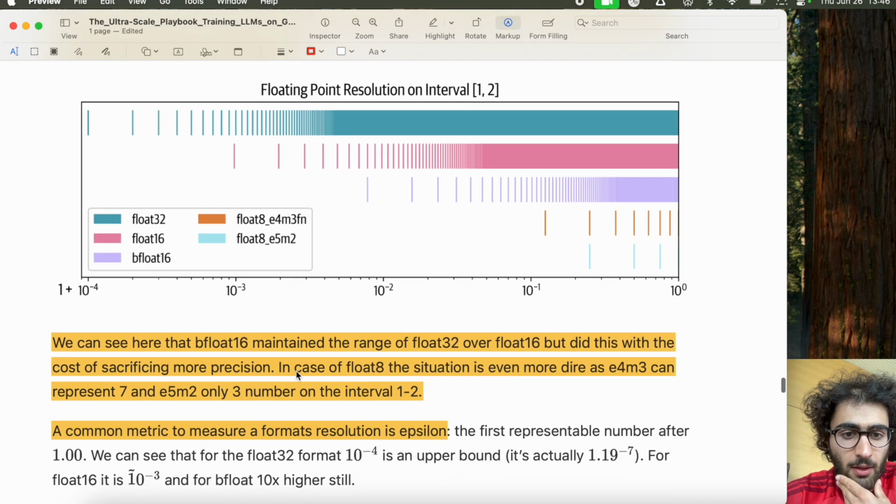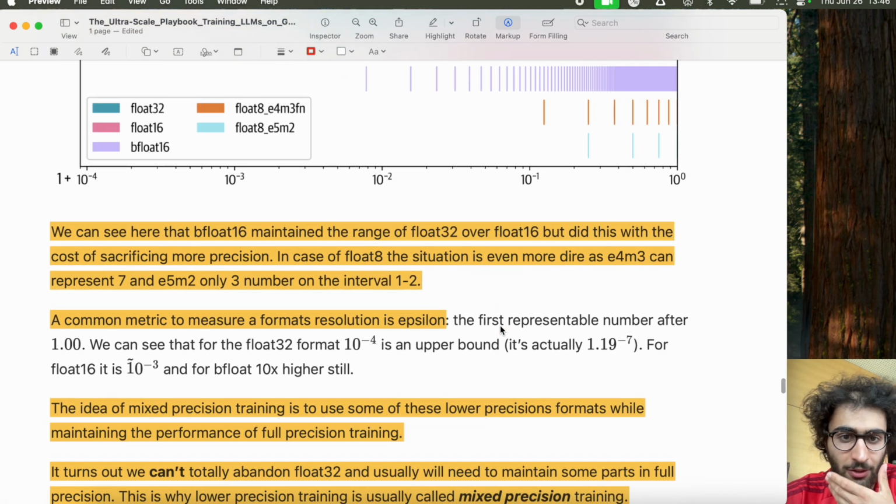And then in the case of float8, the situation is even more dire, as E4M3, which is the orange one, can represent 7 numbers between 1 and 2, and E5M2 can only represent 3 numbers on the interval 1 to 2. So it's pretty impressive. And just for information, we have 1 plus up to 10 to the power of 0, which is 1. So we have, for example, this number here would be 1.1. So 1 plus 10 to the negative 1 is 1.1. That's all there is to it.